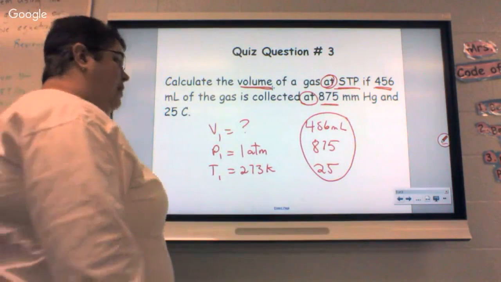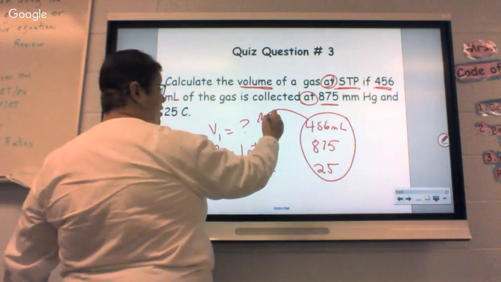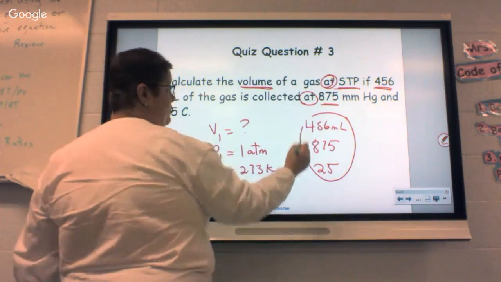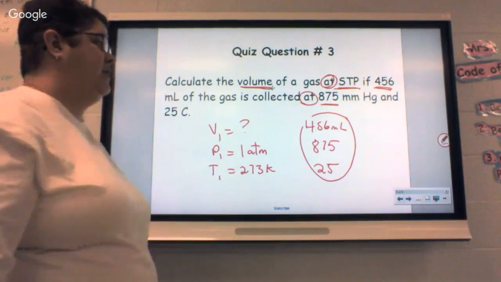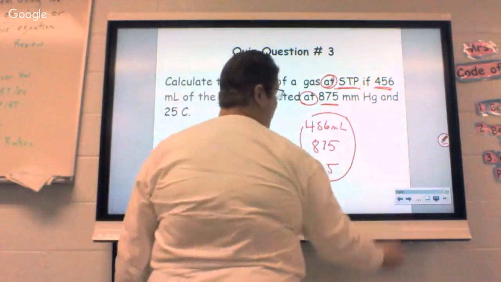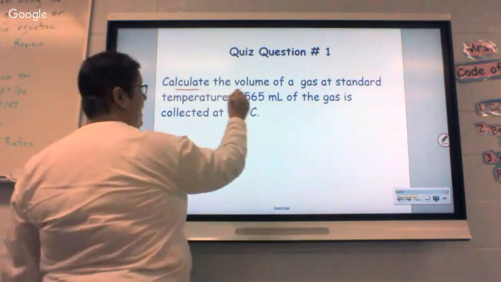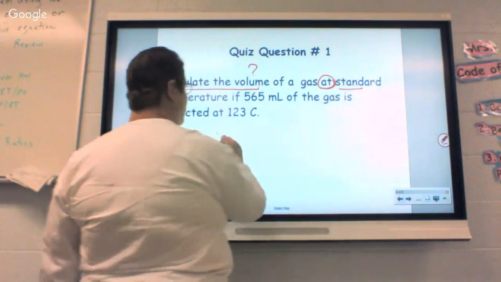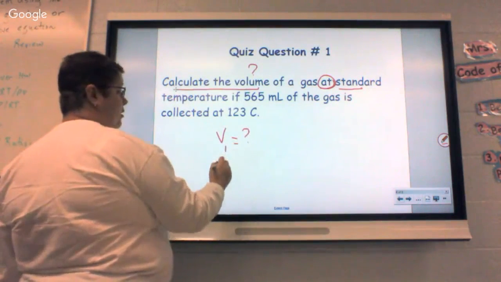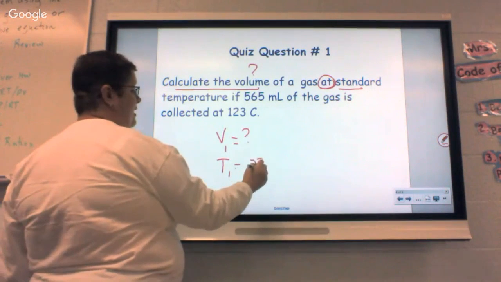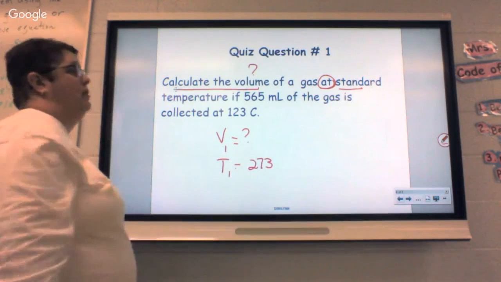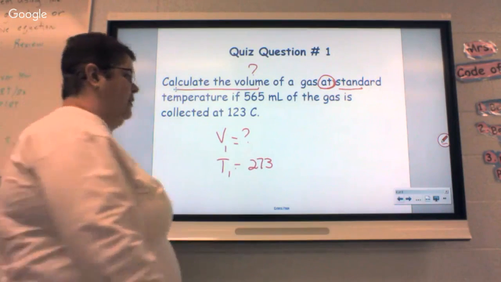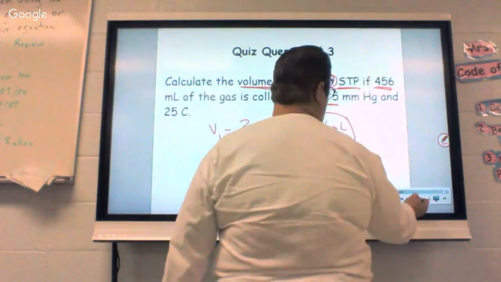A couple of people had this volume over here by mistake. You can't do that. That volume has to stay with those numbers. A couple of people made that mistake and did the exact same thing in number 1, because it says calculate the volume at STP. So wherever you put the question mark, that 273 had to stay with the question mark. I had a couple of people do that in both questions. But otherwise, the other mistake that was made was the PA number.